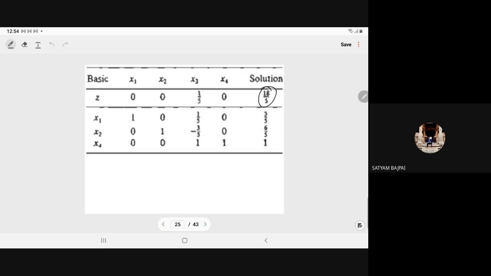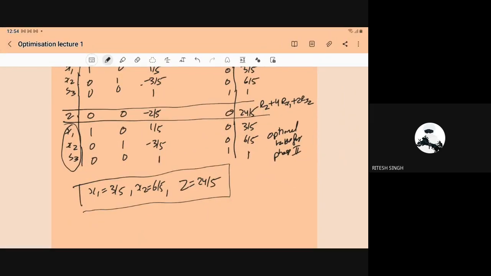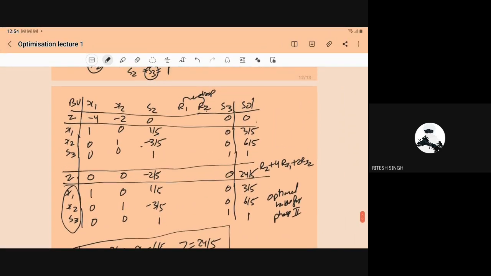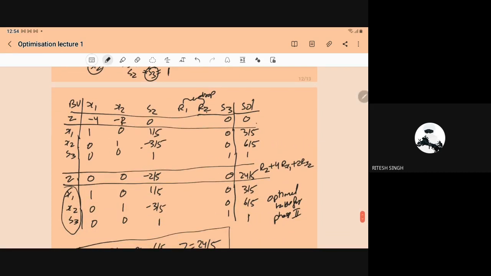I think there is some mistake here. So it is 24 by 5, right? And this is your optimal. Z is 4x1 plus x2, not 2x2. So it would be 18 by 5. Z is 4x1 plus x2. Achha, minus 1. This is the minus 1. In our calculation, we have done minus.